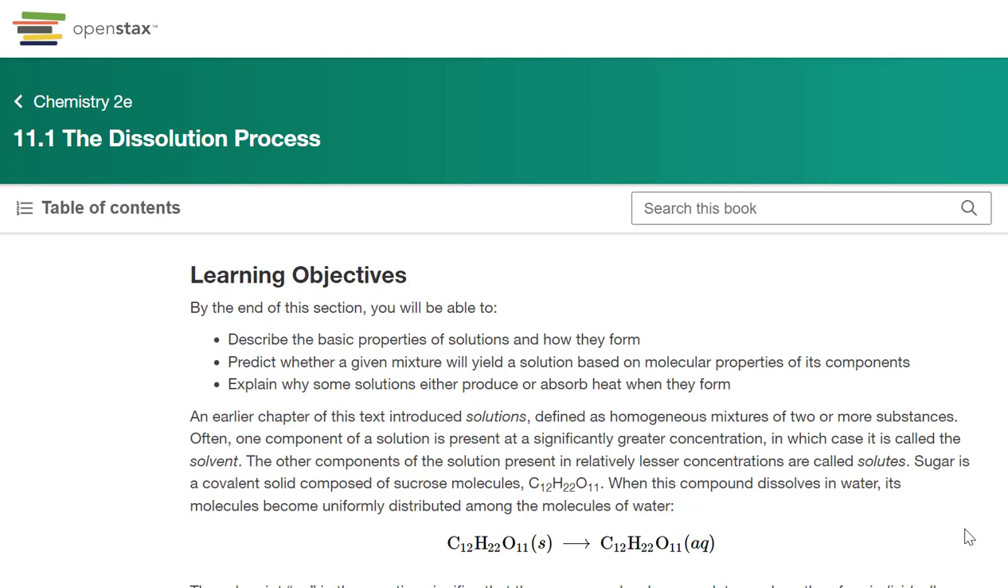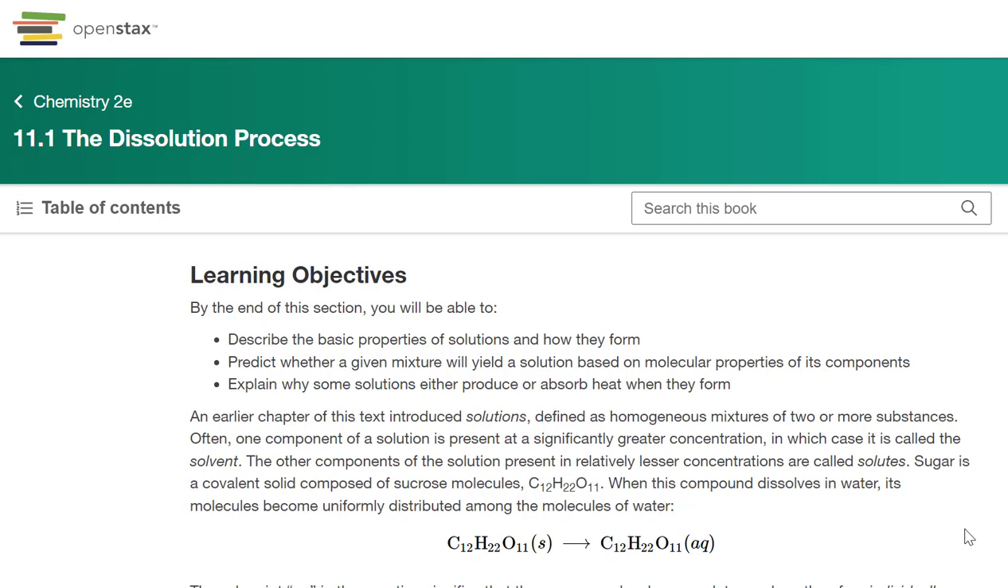So the learning objectives here describe the basic properties of solutions and how they form, predict whether a given mixture will yield a solution based on molecular properties of its components, and explain why some solutions either produce or absorb heat when they form.